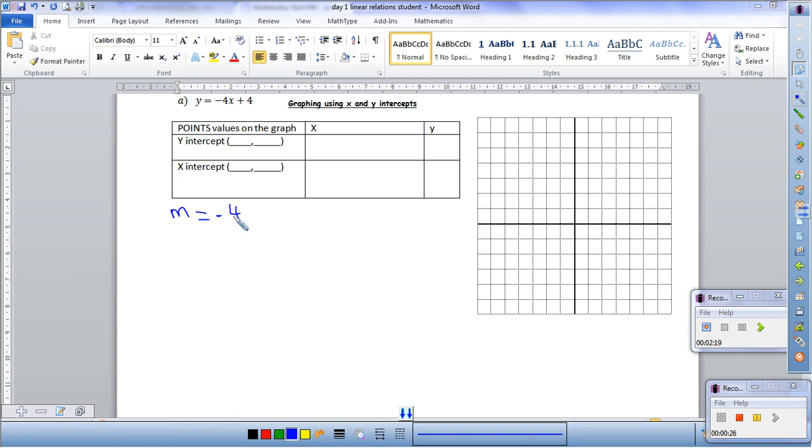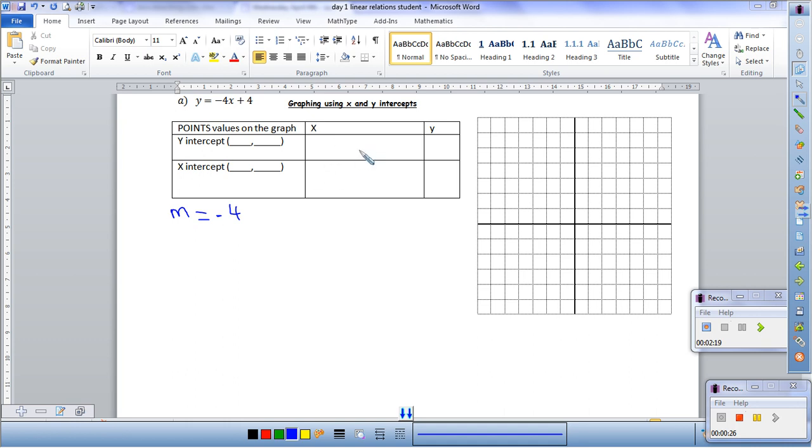And now let's go back to what it means to have x and y intercepts. The x-intercept is the point where the line intersects the x-axis. Now, for any point on the x-axis, the corresponding y value is 0. The y-intercept is the point on the y-axis where the line intersects the y-axis. And similarly, for any point on the y-axis, the corresponding x-coordinate is 0.